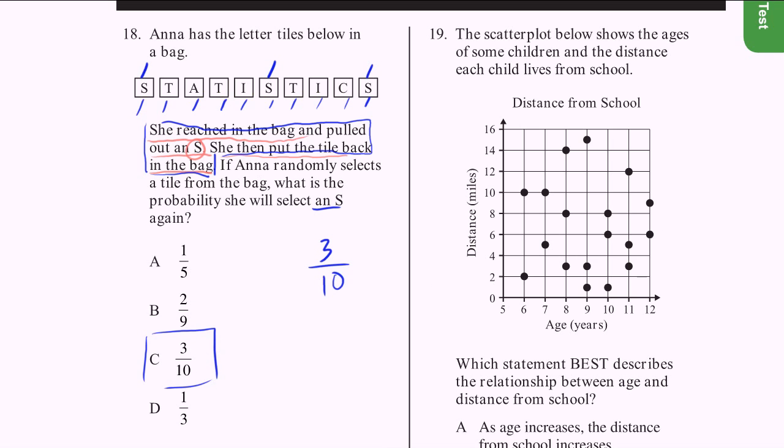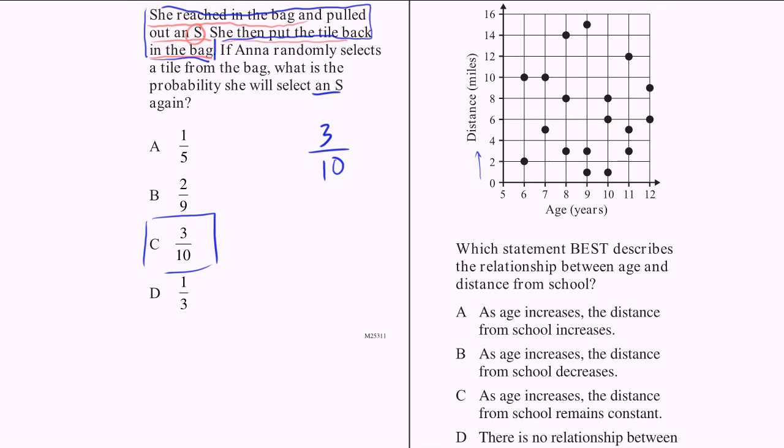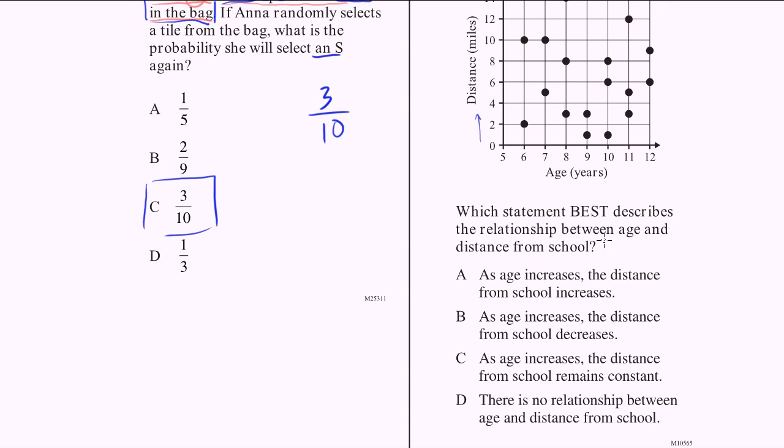Problem 19. The scatter plot below shows the ages of some children and the distance each lives from school. So this is the ages, and then this is the distance in that axis. All right. Which statement best describes the relation between age and distance from the school? Well, just looking at this, I really don't see any relation. It seems to be fairly random. But let's see what the statements tell us.